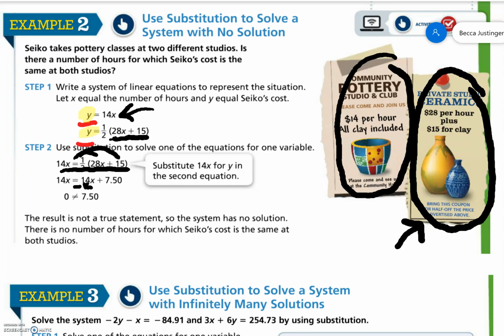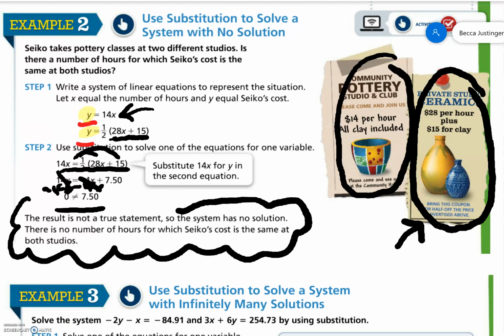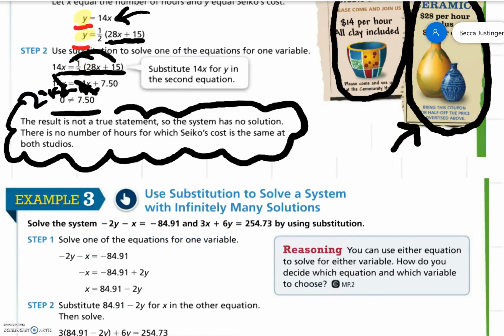Trying to solve for x, you're going to subtract 14x from both sides. They cancel out, and 0 equals $7.50. That doesn't make any sense. This result is not a true statement, so the system has no solution. There is no number of hours for which Seiko's cost is the same at both studios.